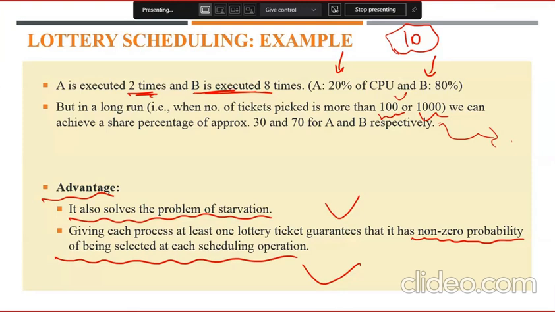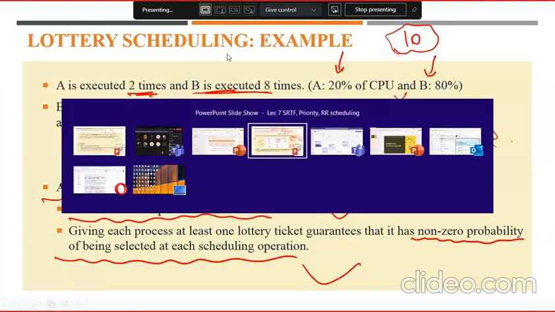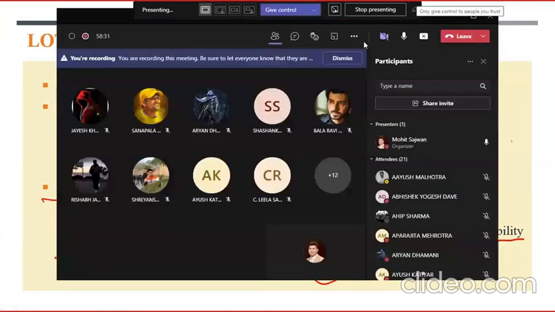I hope that in today's class, everything is clear to you related to scheduling algorithms and which scheduling algorithms we are using in our modern-day computers.